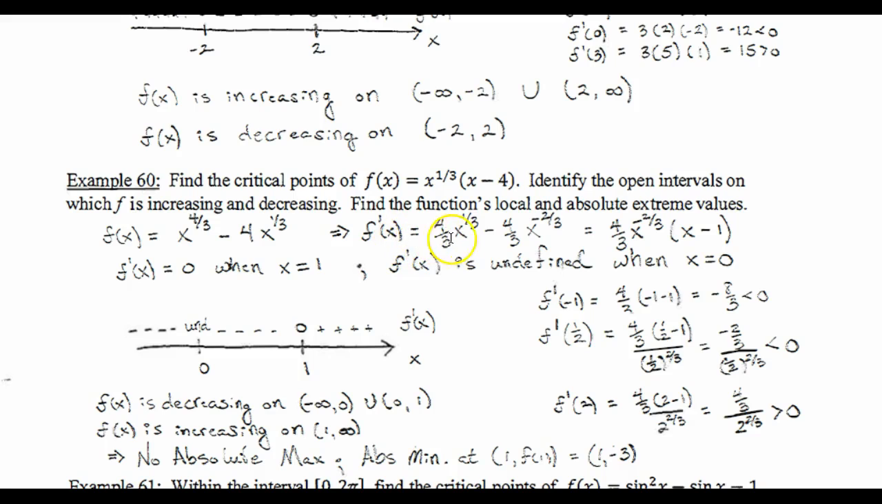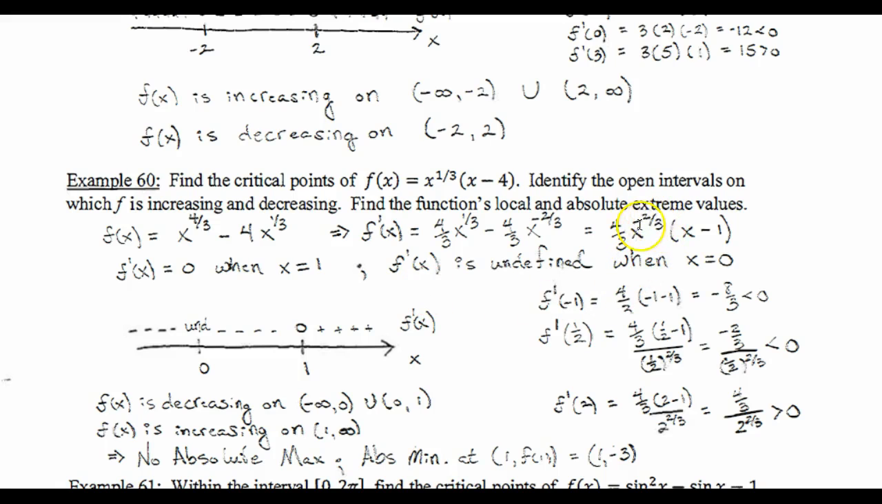So f prime of x is 4/3 x to the 1/3 minus 4/3 x to the minus 2/3. In that I have an x to the minus 2/3 common to each and a 4/3 common to each. I'm going to factor out 4/3 x to the minus 2/3. I'm left with that times the quantity x minus 1. Right? X times x to the minus 2/3 gives me x to the 1/3. Minus 1 times x to the minus 2/3 gives me minus x to the minus 2/3. So that's correct. Notice that this is equal to 0 when x equals 1.